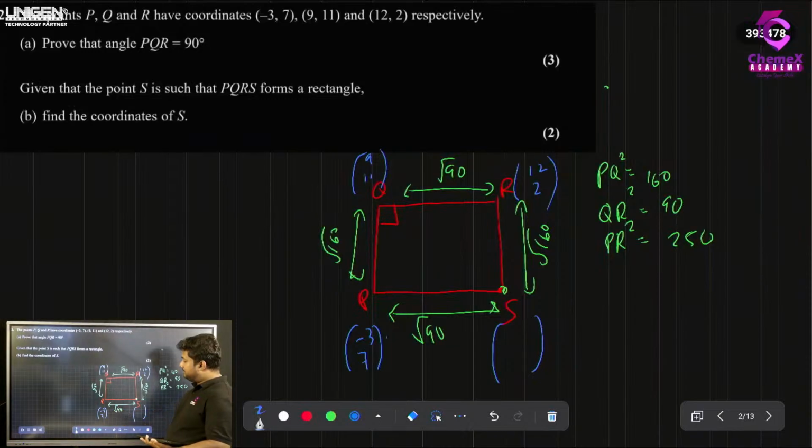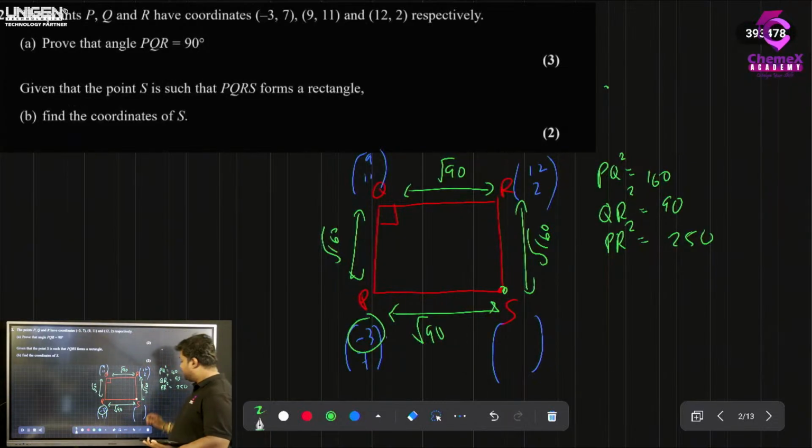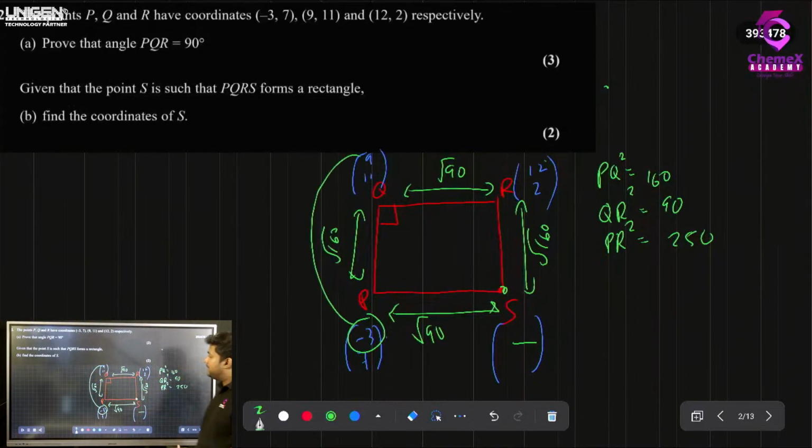9 has become what? Minus 3. So what should this be then? What's the factor first of all? 9 to become minus 3, it's minus 12, right? Then what should be the factor for this? 12 minus 12? 0. Do you understand or no?